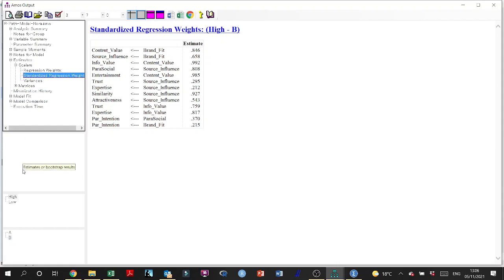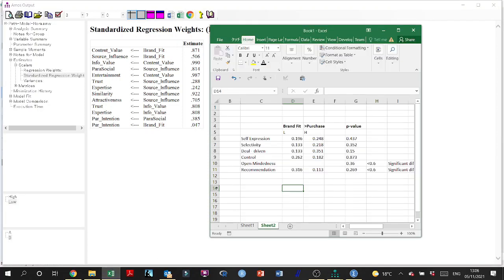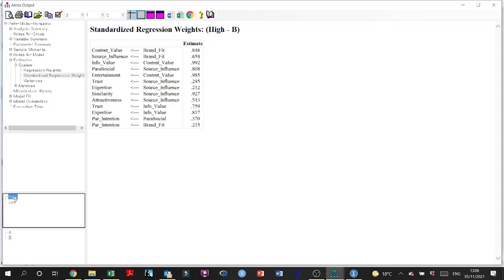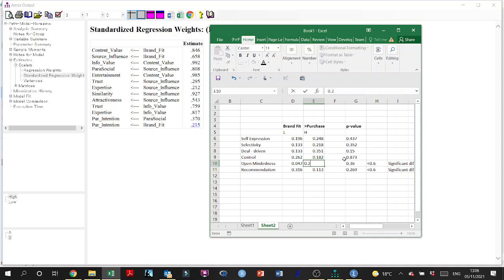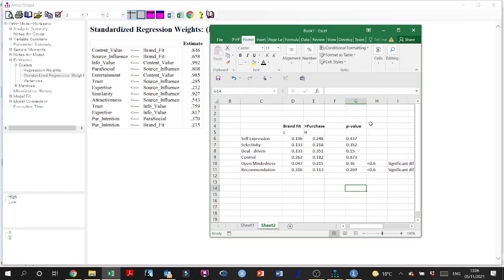And then you go to the standardized and you go for low, for example, and read the brand fit on purchase intention being 0.047. And then for the high, you are going to read the brand fit on purchase, and here it is 0.215. So I'm going to put here 0.215. And now I'll do the same with all these characteristics, as you can see.